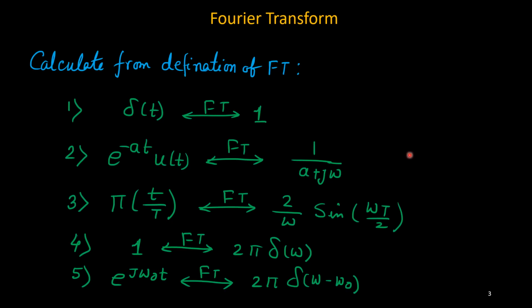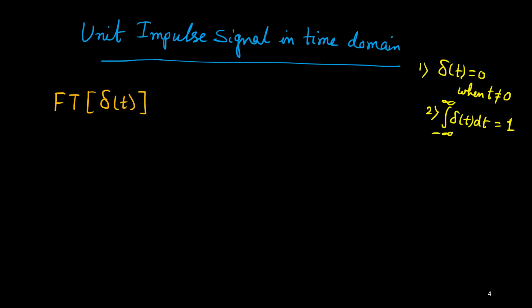First, we'll try to calculate a few Fourier transforms or spectra of certain signals. Especially these 5 signals I'll consider, and I'll try to find out their Fourier transform from the definition of Fourier transform only. The first one is the unit impulse signal.